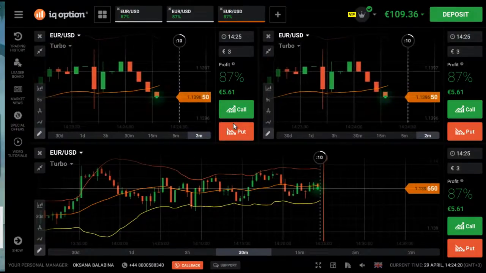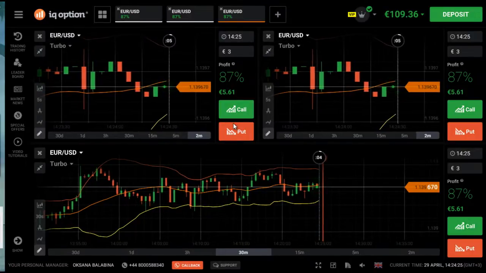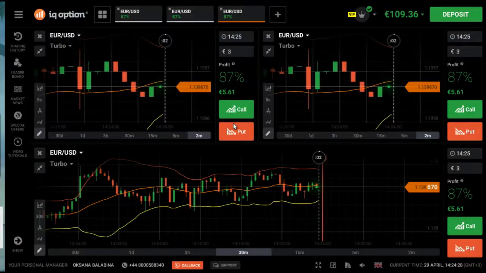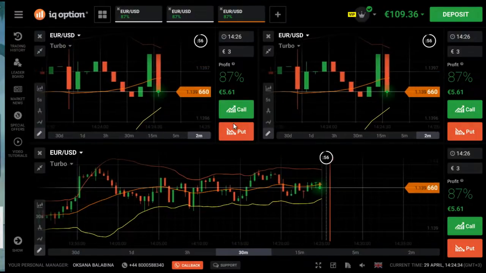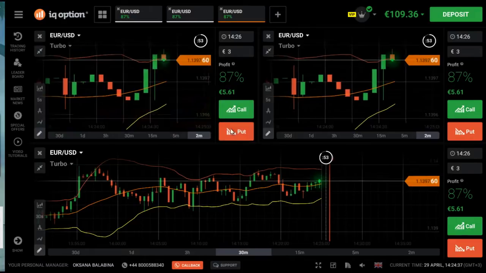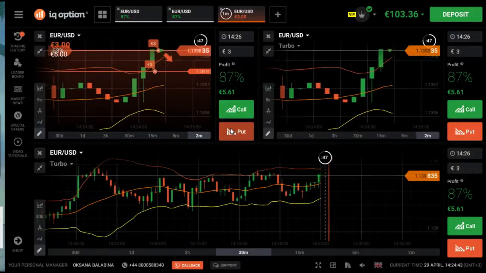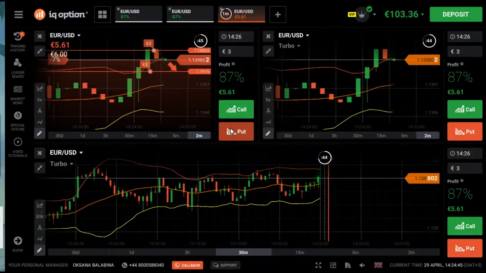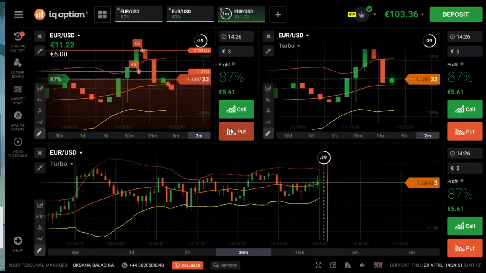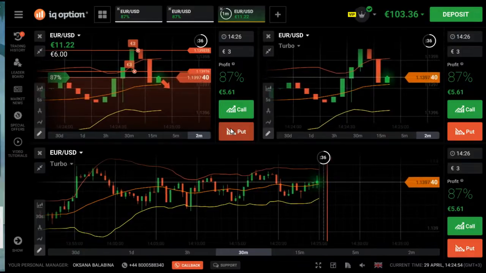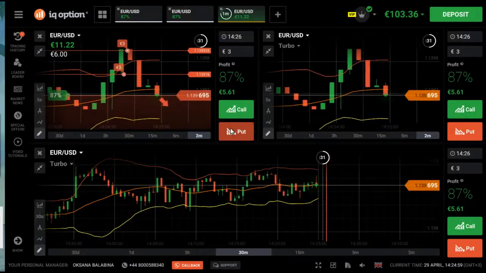I'm just waiting. It's not the place to place the position yet. Okay, here you go. Going for the reversal to the bottom, but yeah, green didn't grow this time. That was it. So it's working.